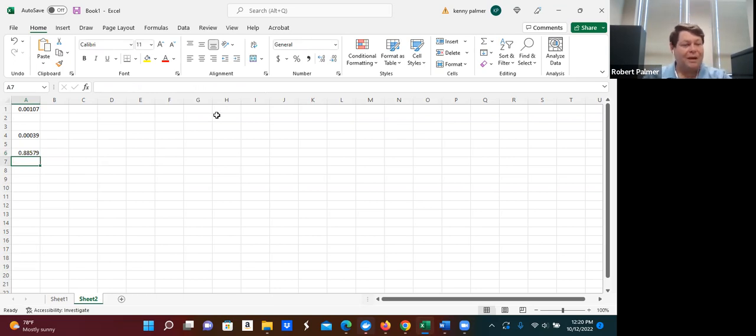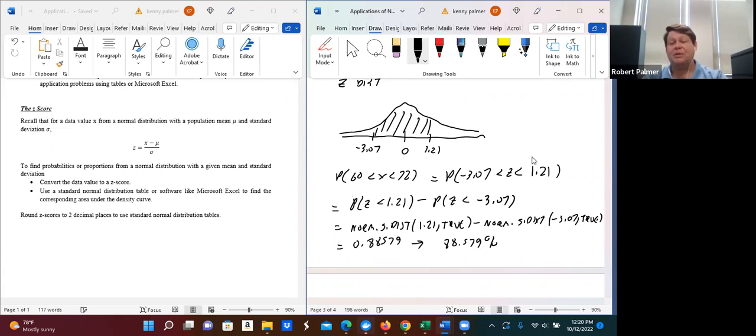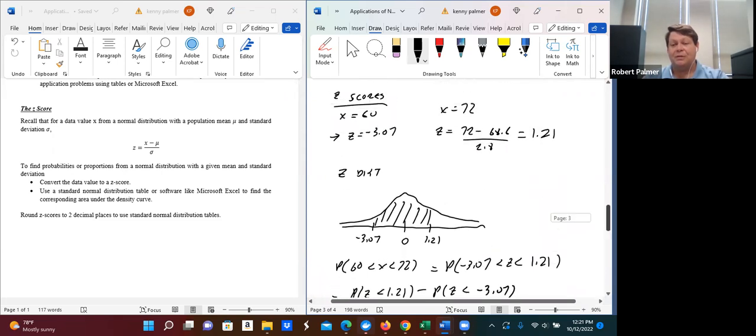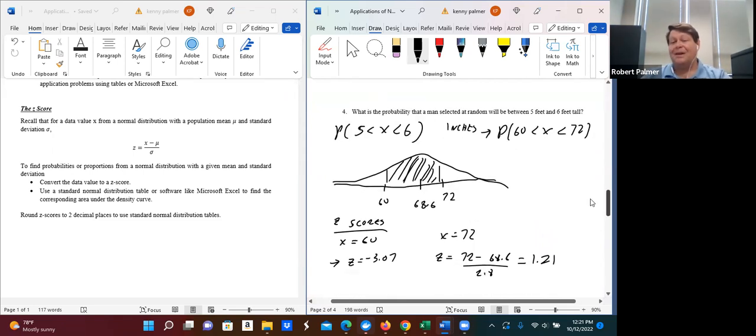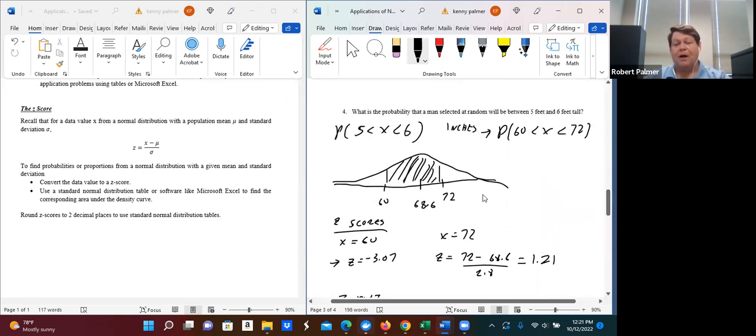And that gives us about 0.8858, that's going to be approximately 88.579%. Almost 90% of men, based on this normal distribution, should be between 5 feet tall and 6 feet tall. That means that about 10%, about 11% of men approximately are beyond those, either less than 5 feet tall or greater than 6 feet tall.